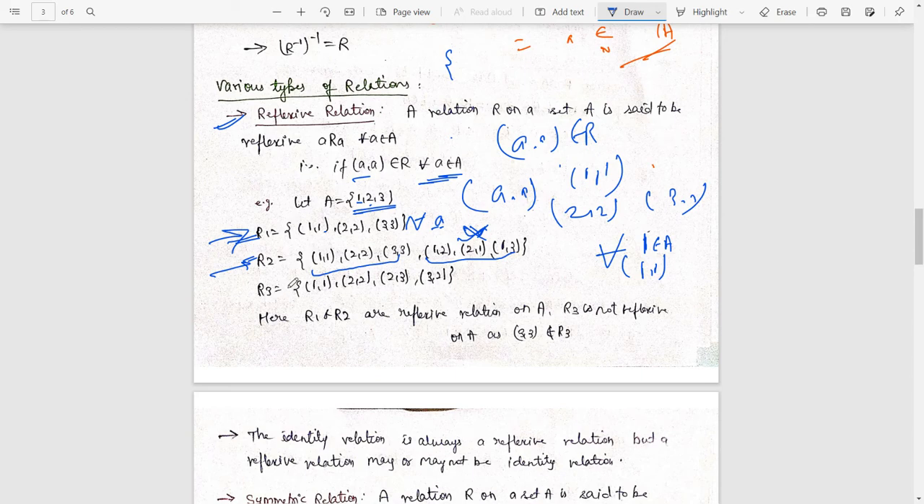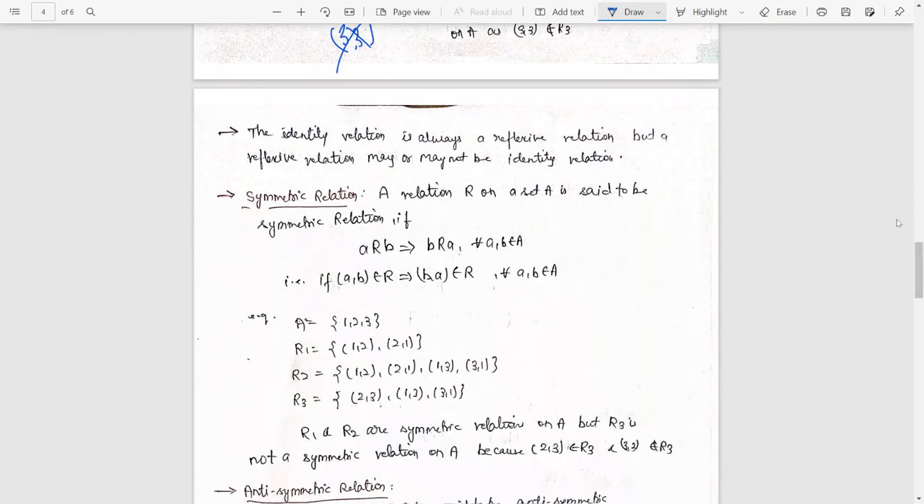But if you pay attention to relation R3, you can see that (1, 1) is there, (2, 2) is there, and some other elements are there, but (3, 3) is not there. I told you this should be true for all the elements in A. Since (3, 3) is not there, this relation R3 is not a reflexive relation. Reflexive means if a belongs to the set, then (a, a) belongs to relation R also.